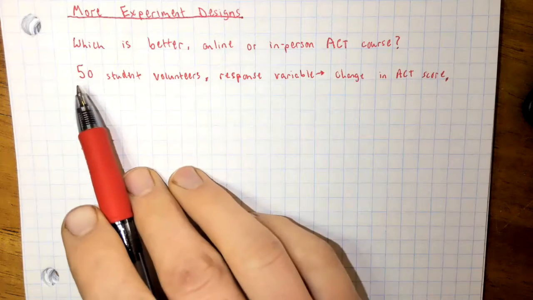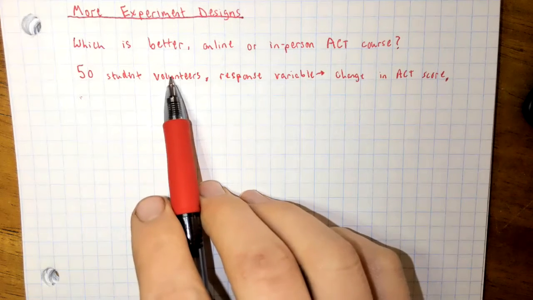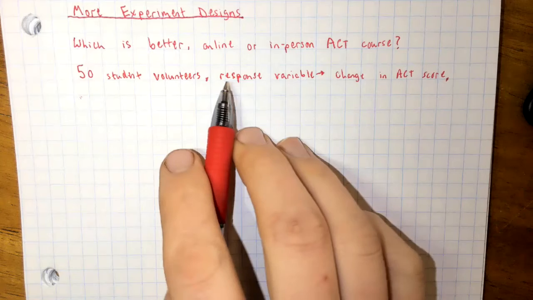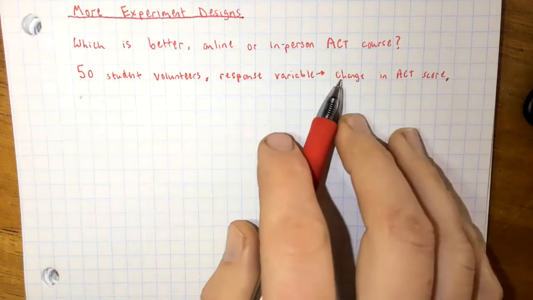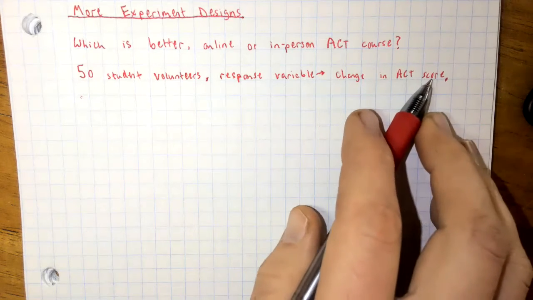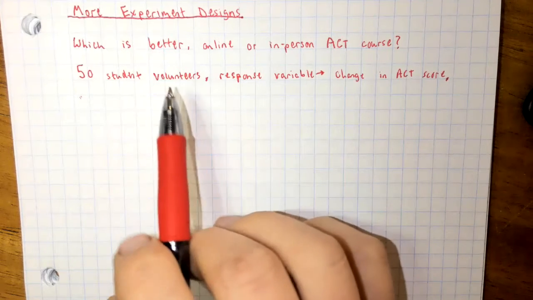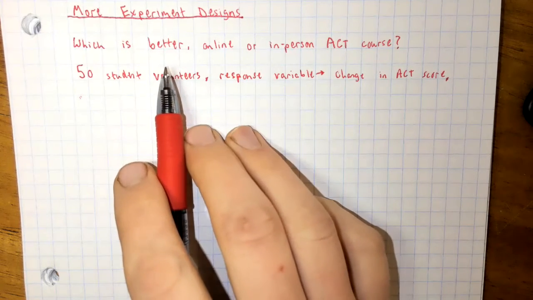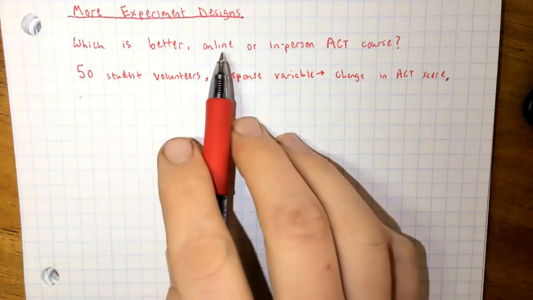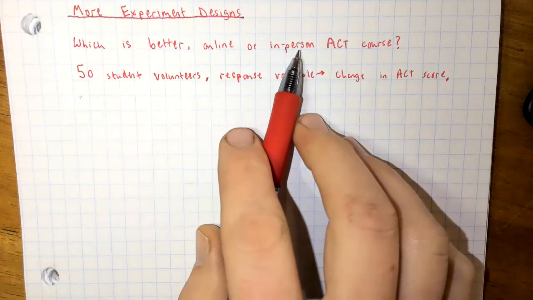So in this experiment, we've got 50 student volunteers that have already taken the ACT, and our response variable is the change in ACT score. Of course, to perform an experiment, the first principle for that design would be we need to be able to compare, and that's why we have two different treatments here. We've got the online and in-person program.